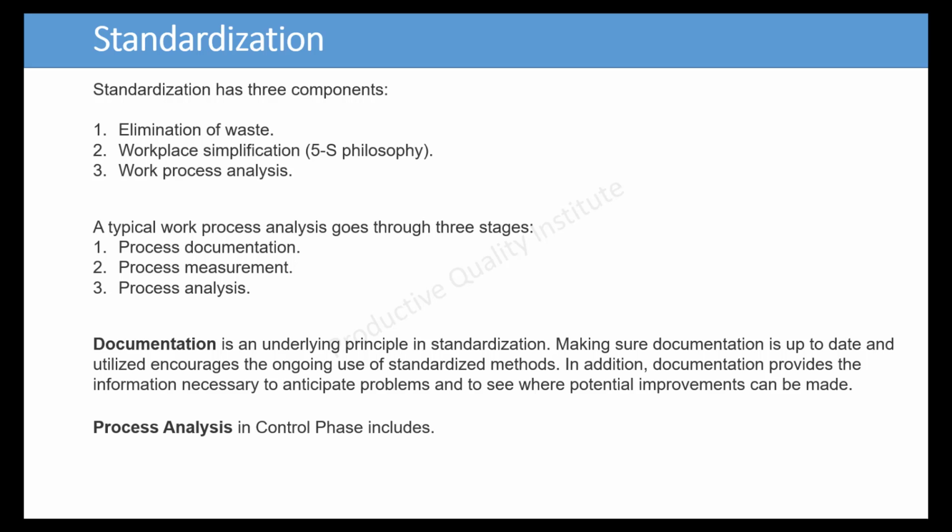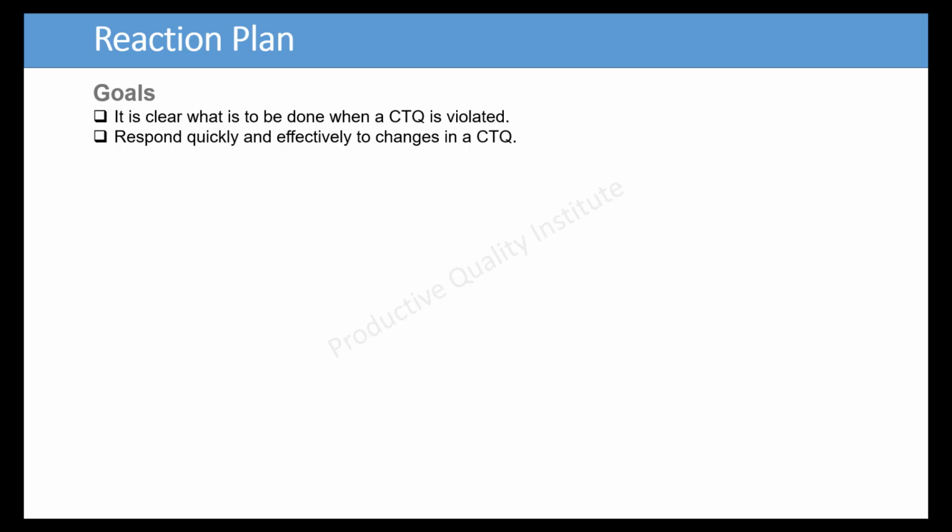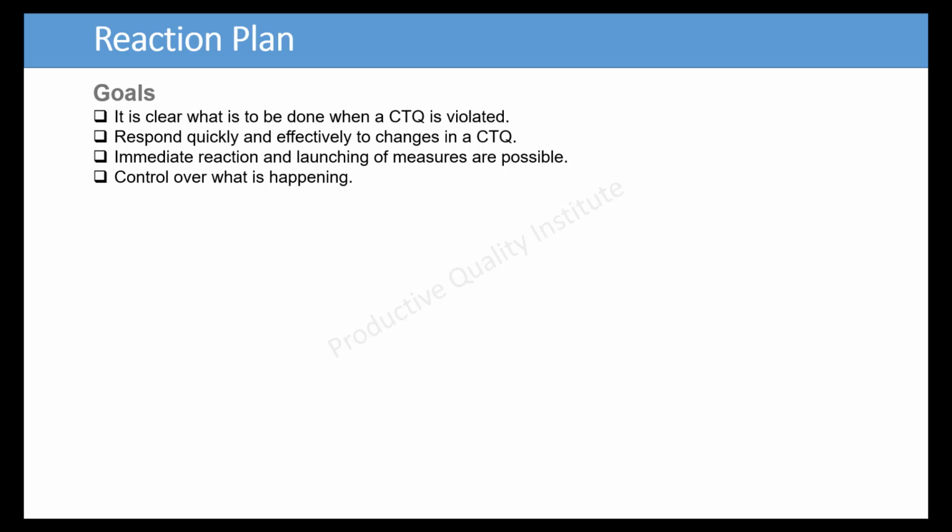Process analysis in the control phase includes process sigma level, process capability, and the goals of the reaction plan. It is clear what is to be done when a CTQ is violated. Respond quickly and effectively to changes in a CTQ. Immediate reaction and launching of measures are possible. Control over what is happening.